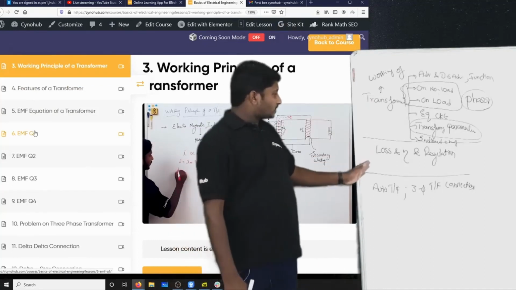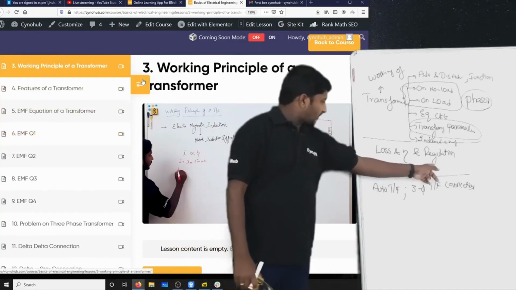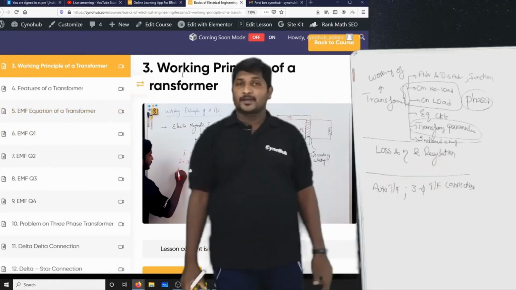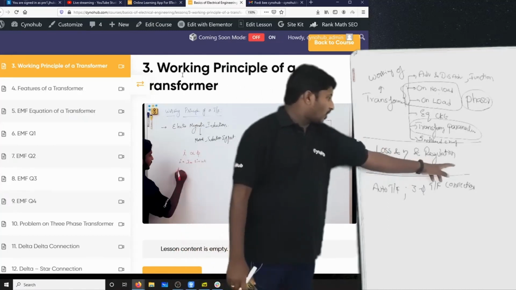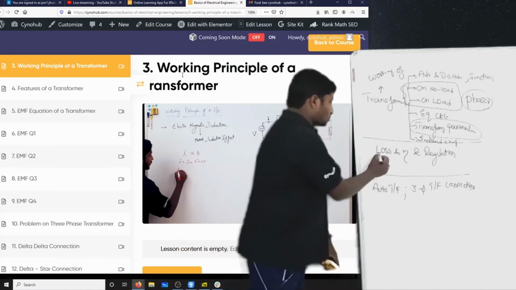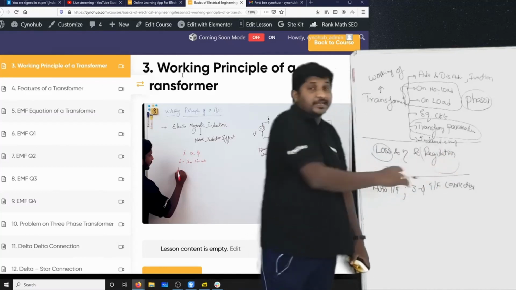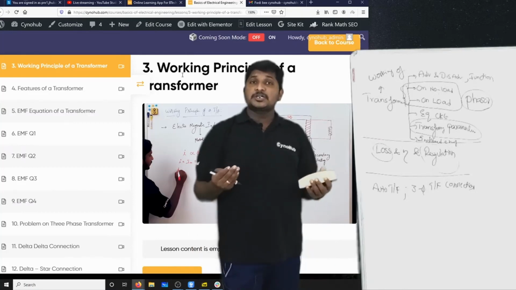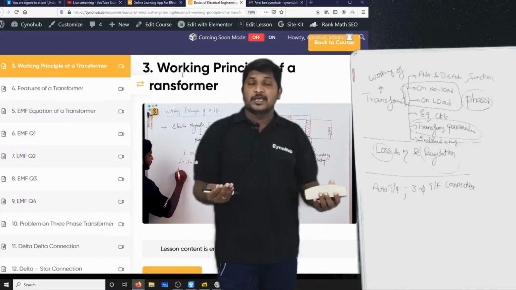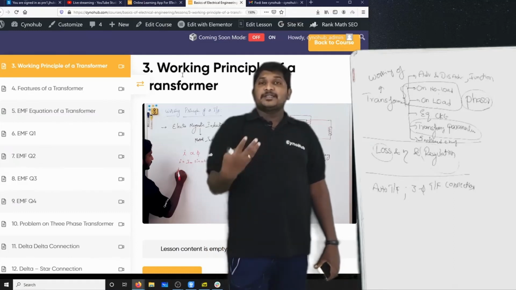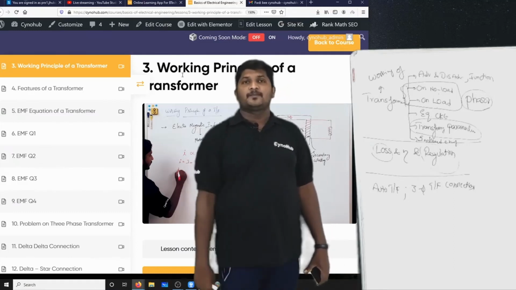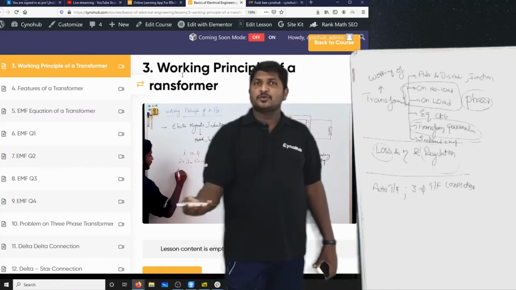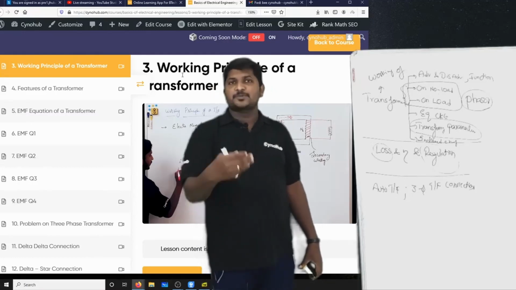Okay, now coming to part 2. Losses is one topic, efficiency is one topic, and regulation is one topic. Now there are 2 theory questions. This is one theory question, and regulation is another theory question. So the model is: what are the losses in a transformer? Explain in detail, or classify the losses in a transformer, or explain losses in a transformer. You have copper loss, iron loss, stray load losses and dielectric losses. You have to explain one by one.